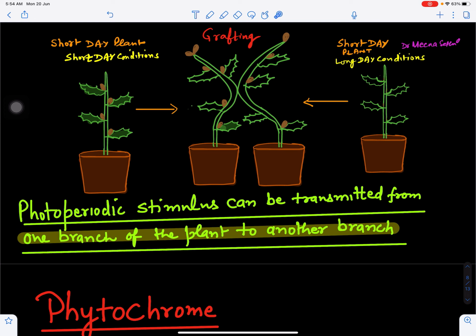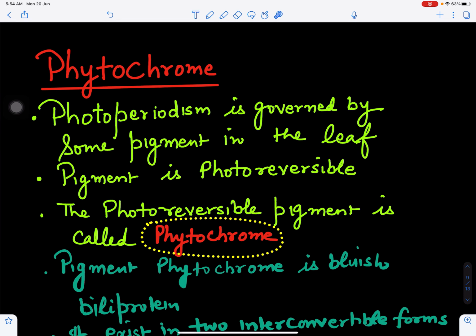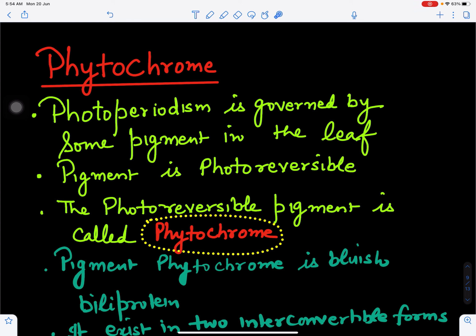So this shows which organ of the plant is perceiving the stimulus, whether it can travel from one plant to another or not, and then which pigment is responsible for perceiving the photoperiodic stimulus. Now this has been proved by experiment that this is the phytochrome. So photoperiodism is governed or responded to by some pigment in the leaf, and this pigment is called phytochrome, and this pigment is a photoreversible pigment.